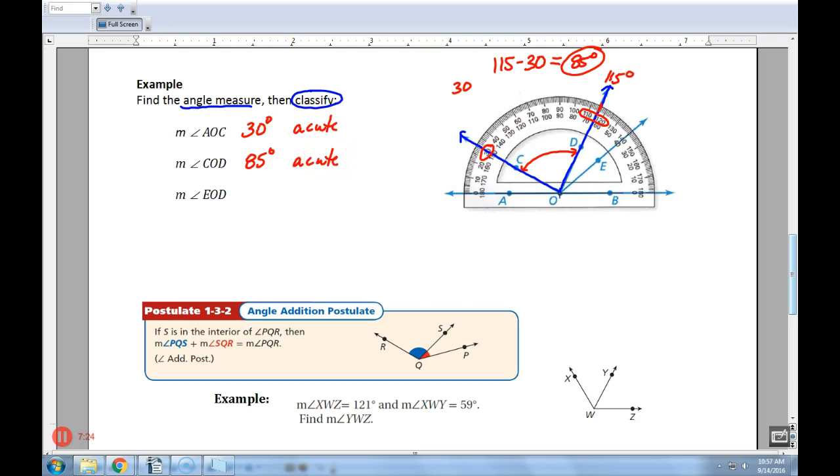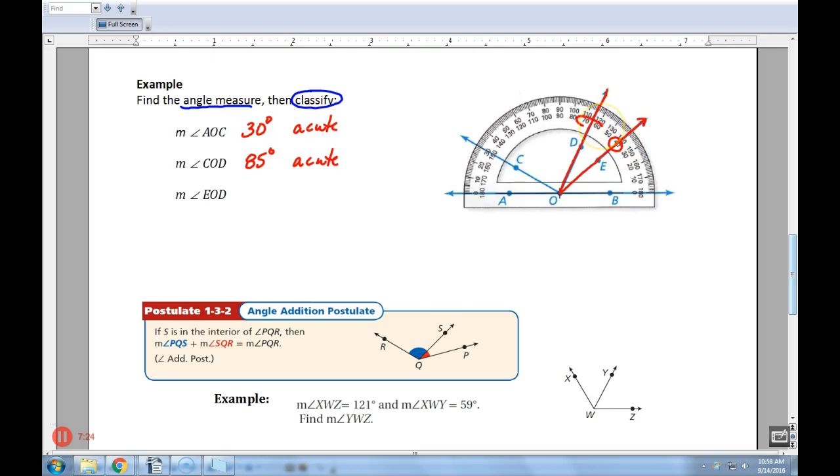And let's do the last one, angle EOD. I'll get rid of this stuff and come back in. Angle EOD. So start at E, go to O, go through D. So this is a very small angle. Man, this angle looks like it's going to be acute as well, using kind of what I did before. And I could use the bottom numbers if I wanted to. I'll do that on this one.